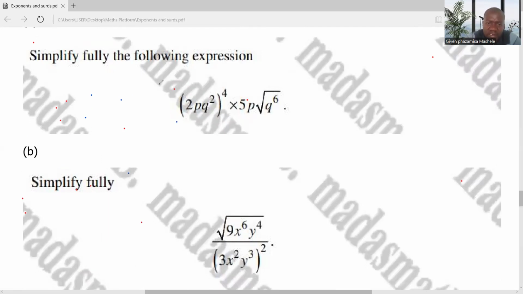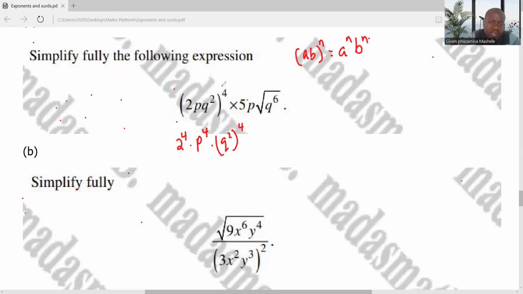The first one says 2 times p times q squared, everything to the power of 4. What comes to your mind? Multiple bases that have the same power. a multiplied by b to the power of n is the same as a to the power of n times b to the power of n. So if you want to show these steps fully, this will be 2 to the exponent of 4, times p to the exponent of 4, times q squared to the exponent of 4.